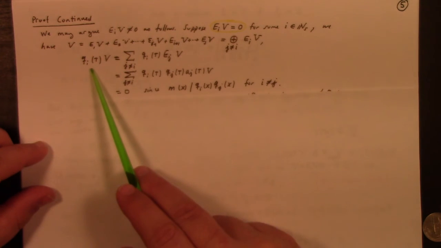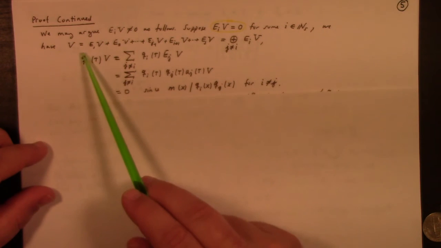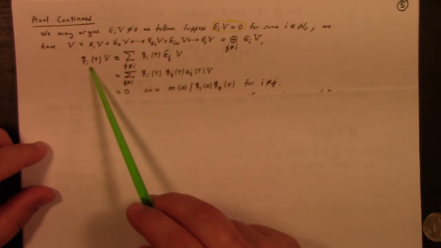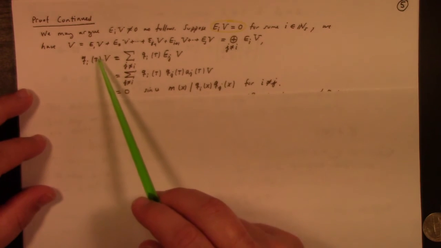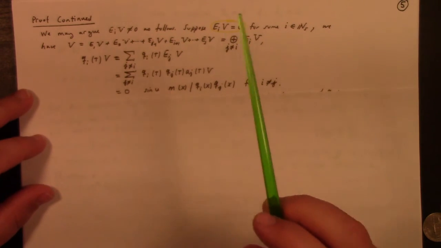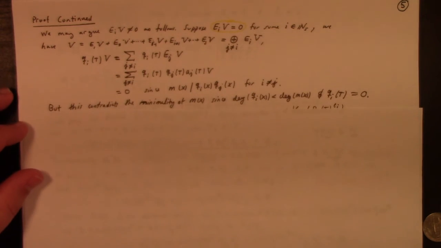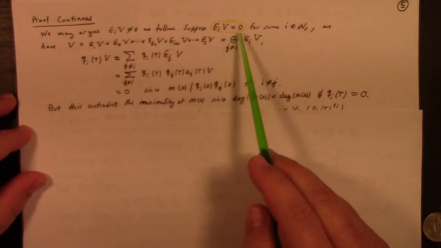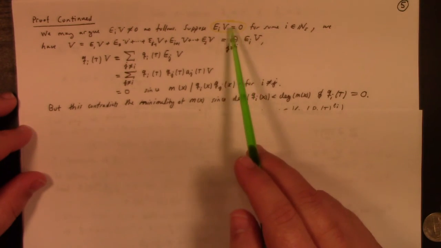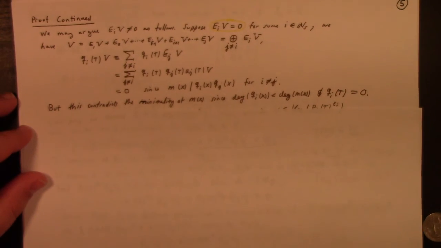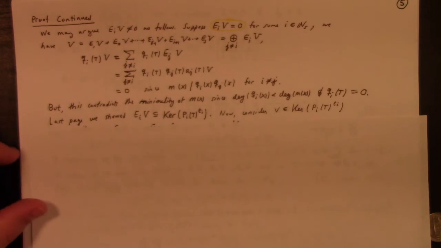And well, hey, this is also a smaller degree polynomial than the minimal polynomial. Well, that's a problem, right? You can't have a smaller degree polynomial which, when you evaluate it at the linear transformation, gives you back 0. That contradicts the definition, the minimality of the minimal polynomial. So in fact this was an absurdity. We can't have that E_i V is equal to 0. So E_i V is not equal to 0. Consequently, we can apply the lemma.